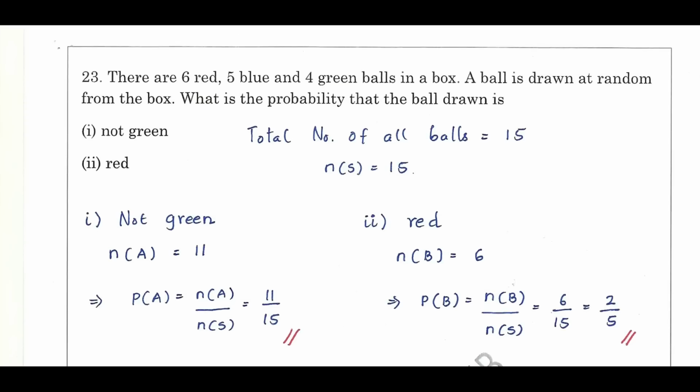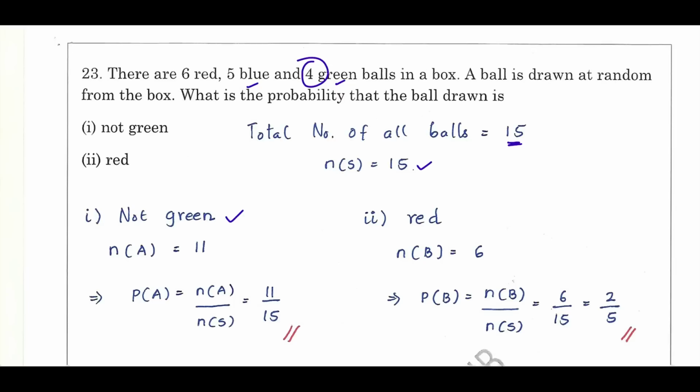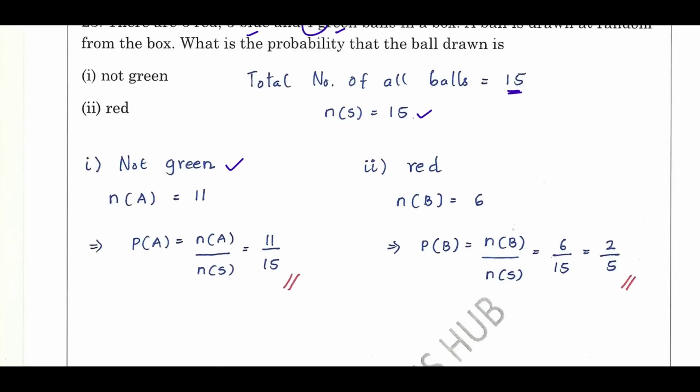23rd question. There are 6 red, 5 blue and 4 green balls in a box. The total number of balls will be 15. Therefore, the sample space, n(S), is 15. A ball is drawn at random from the box. What is the probability that the ball drawn is not green? Let A be the event of not getting a green ball. That is the total number of balls minus green balls, which is 11. Therefore, n(A) is 11, P(A) = n(A)/n(S), that is 11/15.